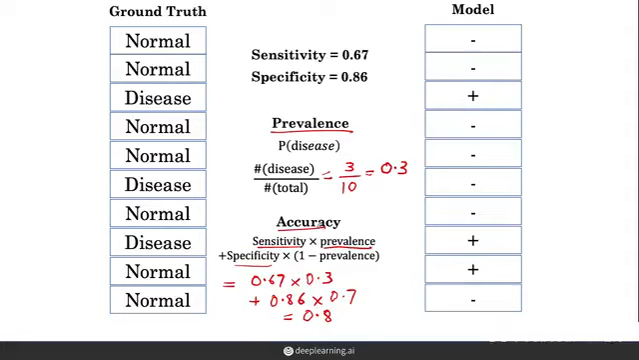0.8. Thus, we have covered two metrics we can use to evaluate diagnostic AI models, including sensitivity and specificity, and we've seen how they're related now to accuracy.